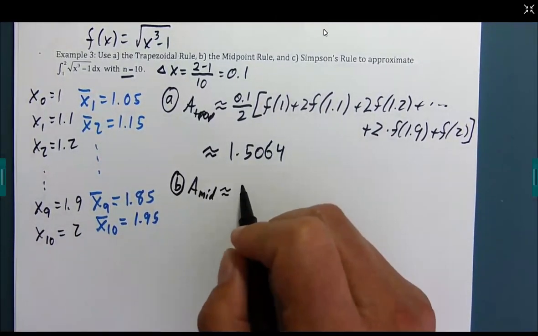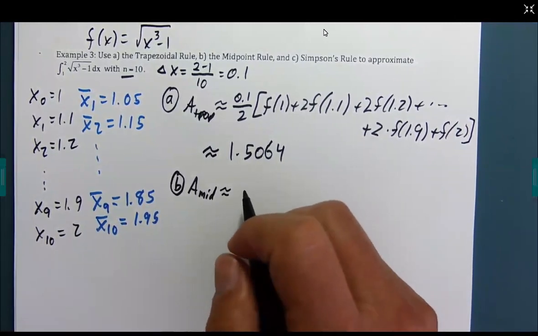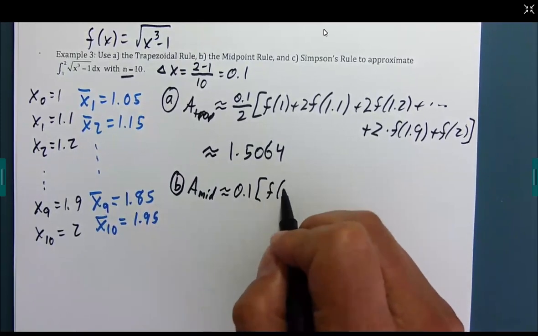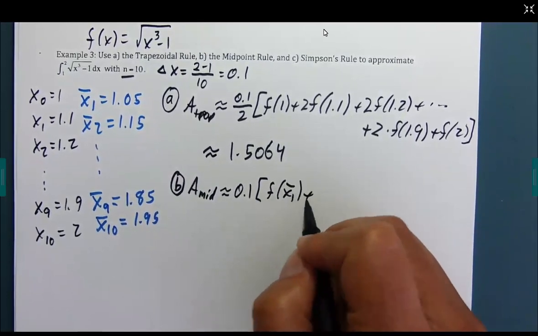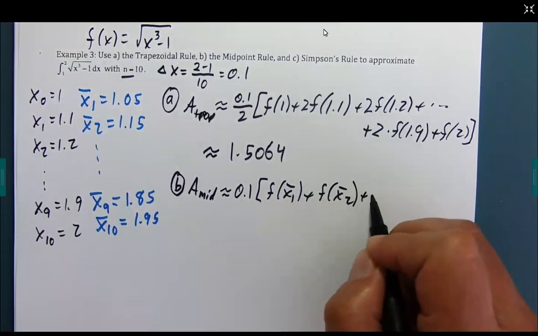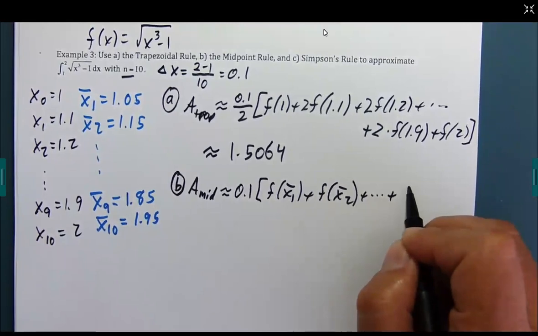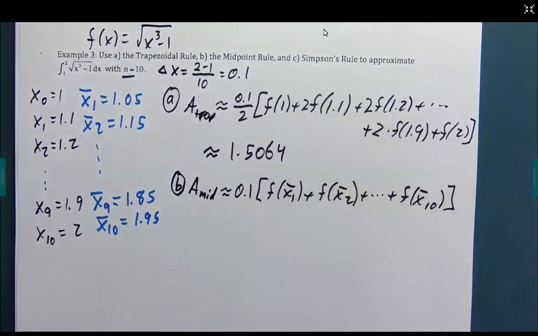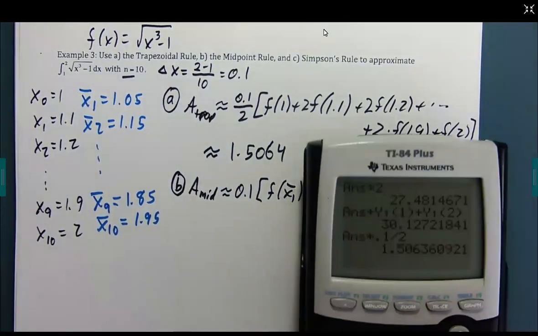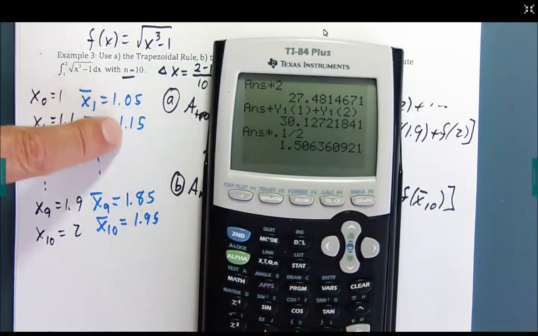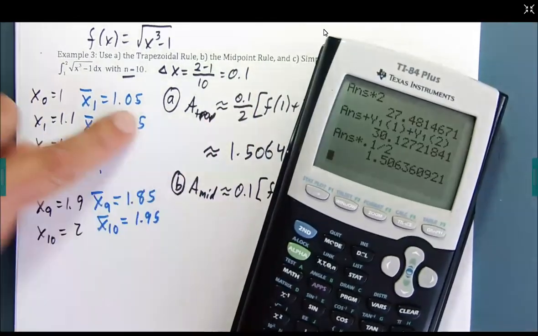So that's going to be 0.1 times f of x bar sub 1, f of x bar sub 2, and so on, all the way up to f of x bar sub 10. Now, I want to point out, so I'm going to do that sequence thing again. I want to point out from each of these, they're still exactly 0.1 apart from one another.